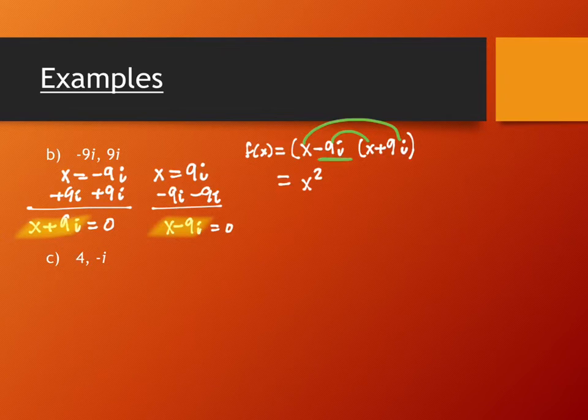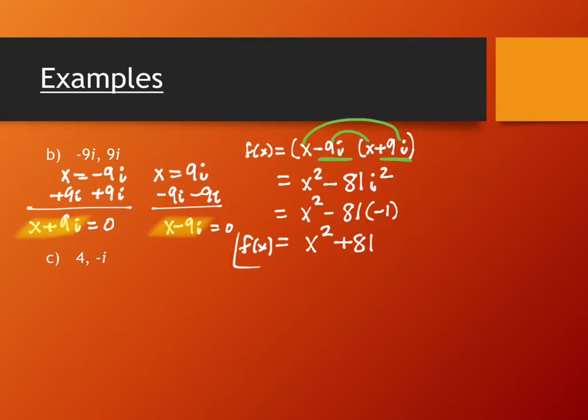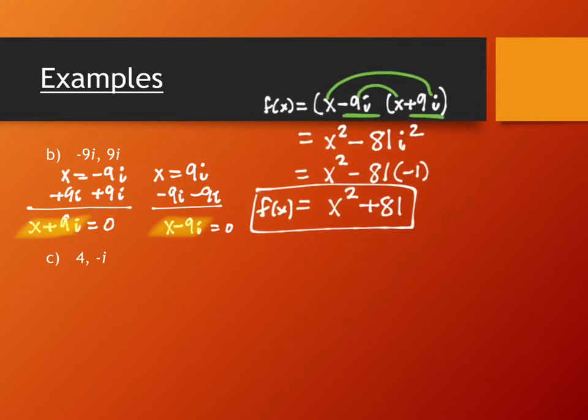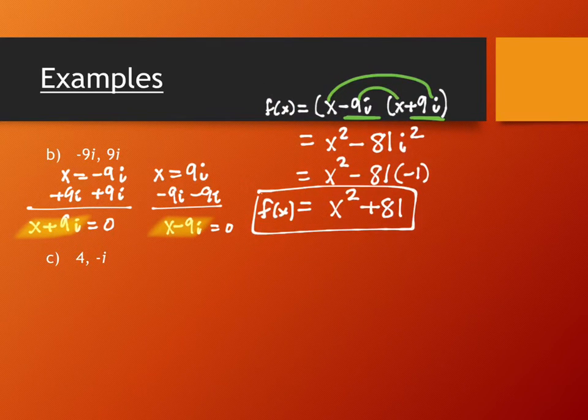But I do still have the last pieces multiplied, even though the inner pieces distribute out. I have negative 81i squared. But i squared is negative 1. So this is x squared minus 81 times negative 1, or x squared plus 81. Okay, any questions on that one?